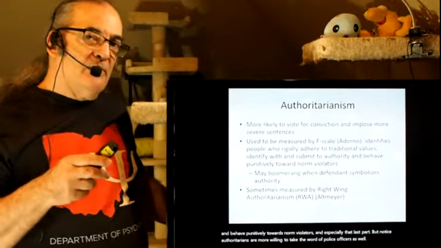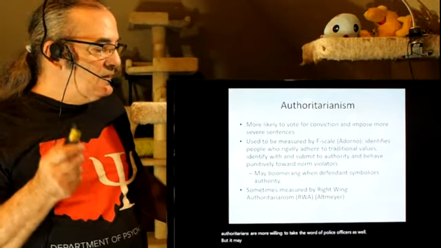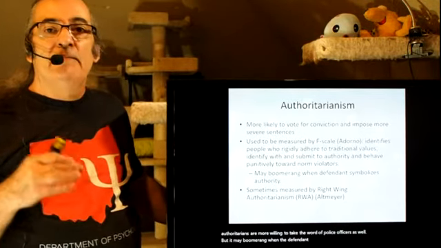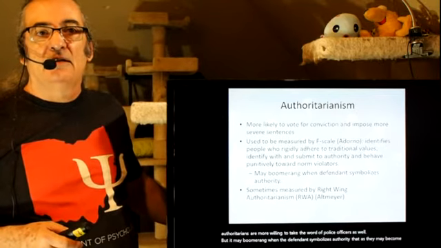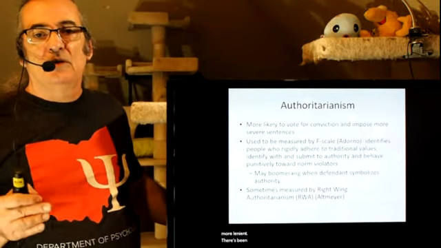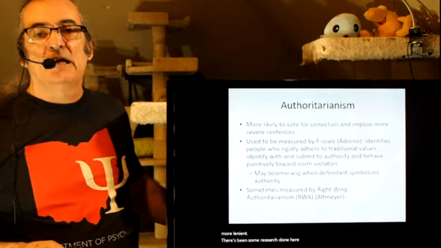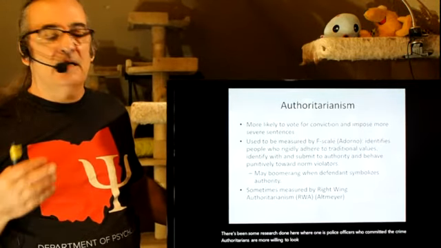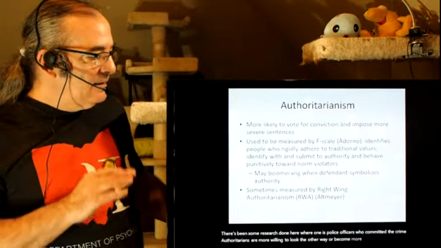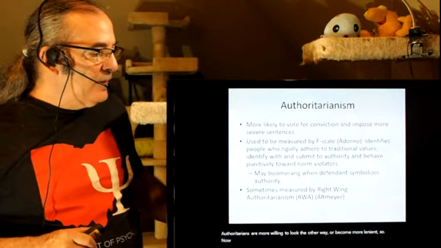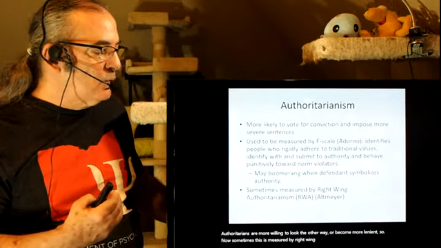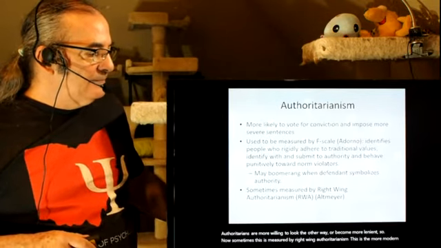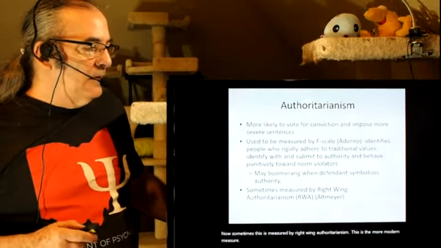But it may boomerang when the defendant symbolizes authority, that is, they may become more lenient. And there's been some research done here where when it's police officers who committed the crime, authoritarians are more willing to look the other way or become more lenient. So, sometimes this is measured by right-wing authoritarianism. This is the more modern measure, developed by Robert Altemeyer.